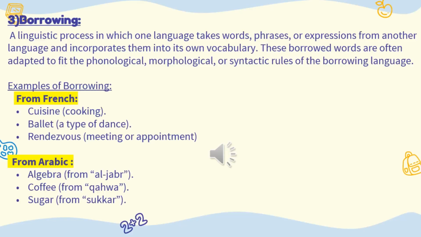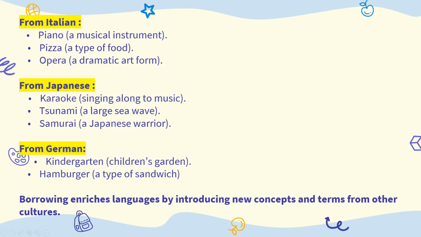Words from Arabic, which is algebra, from الجبر. Coffee, from قهوة. Sugar. We have also words from Italian, like piano, a musical instrument, pizza, a type of food, opera, a dramatic art form. Words from Japanese, karaoke, singing along to music. Tsunami, a large sea wave. Samurai, a Japanese warrior. From German, like kindergarten, a children's garden. Hamburger, a type of sandwich.